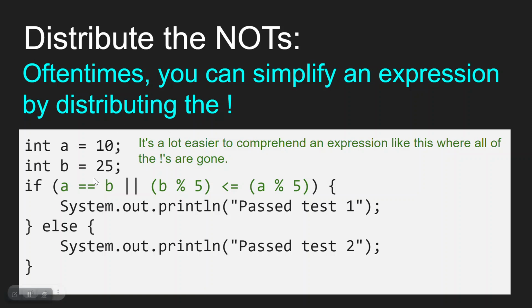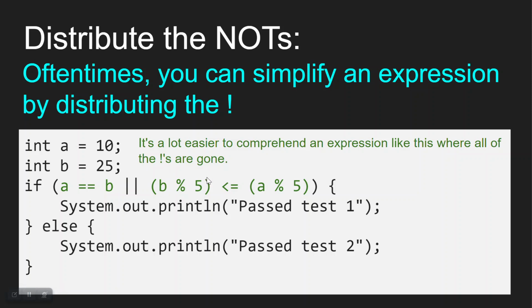And so now you can look at this and say, okay, well, let's see. This is my condition A, and then I've got an or, and I can kind of look at this whole thing as my condition B. All right, well, let's see. 10 is not equal to 25, so that's going to be false. But let's see.